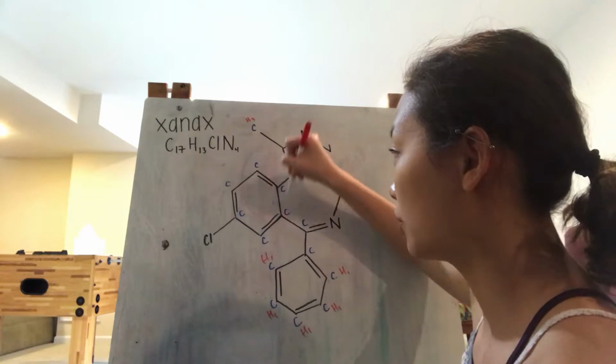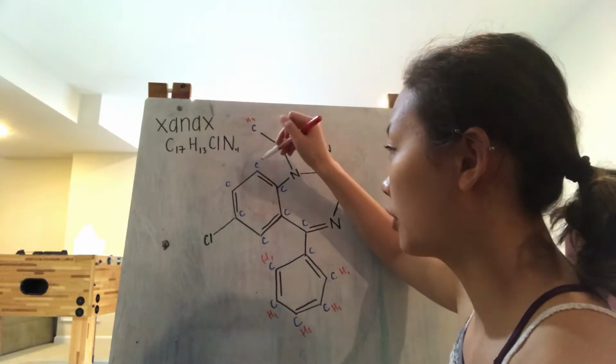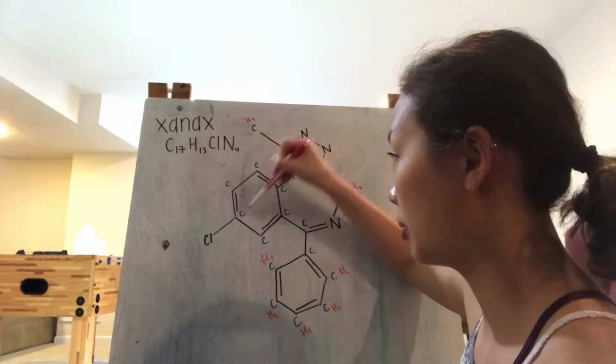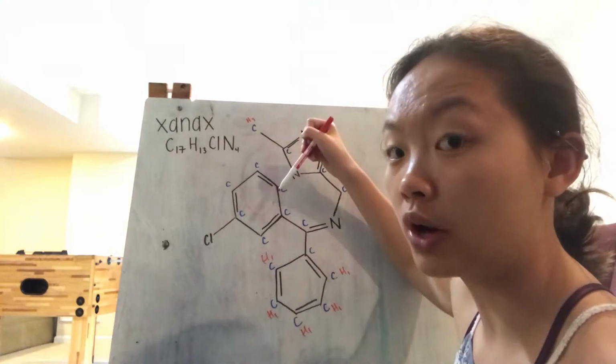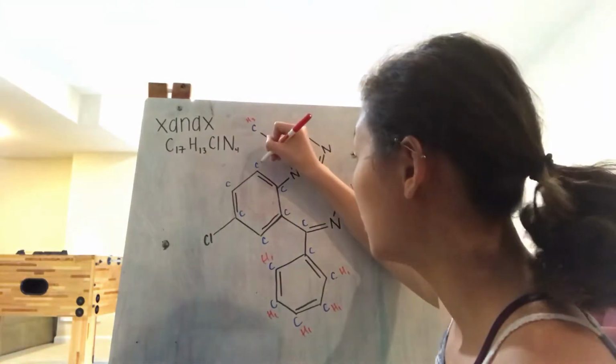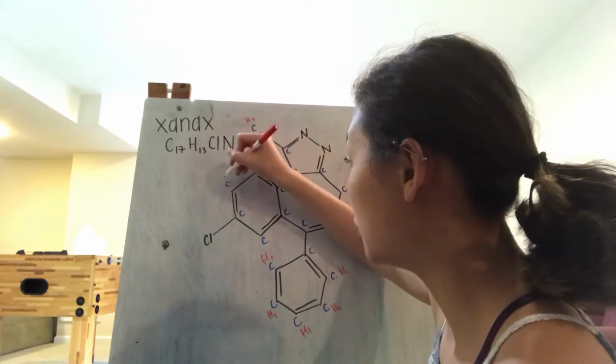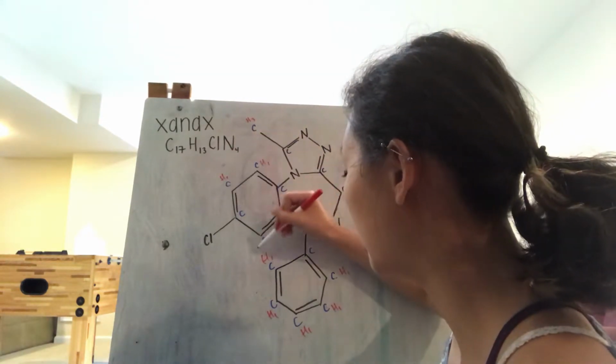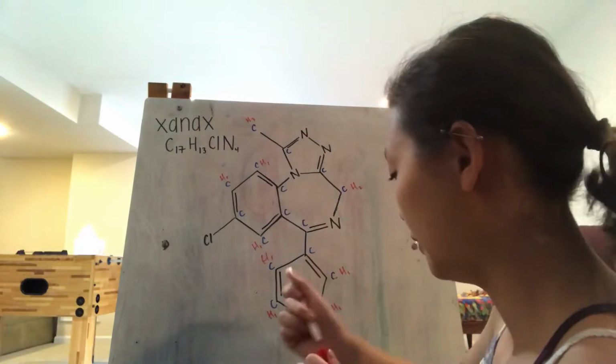And then in this last ring over here, all the carbons except for this carbon and these 2 are going to receive 1 hydrogen, because these 3 carbons already have 4 bonds. So it's going to have 1 hydrogen, 1 hydrogen, and then 1 hydrogen.